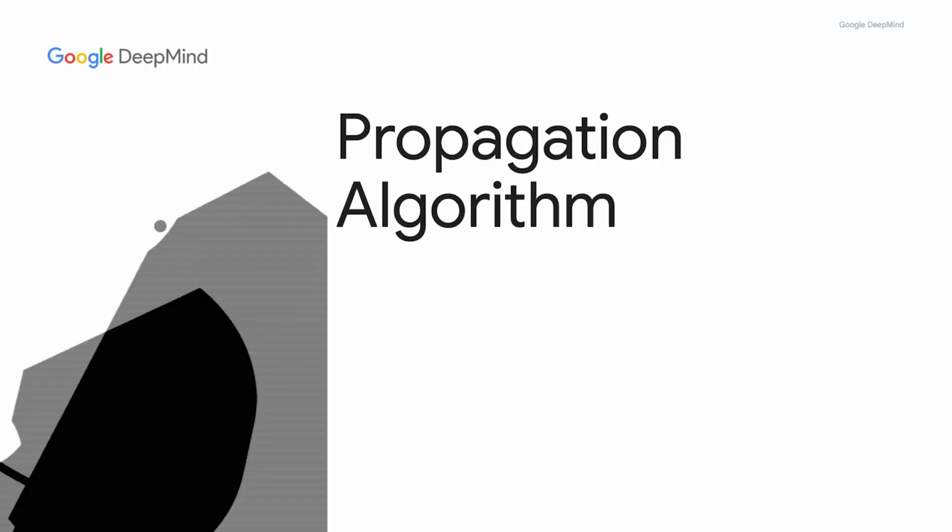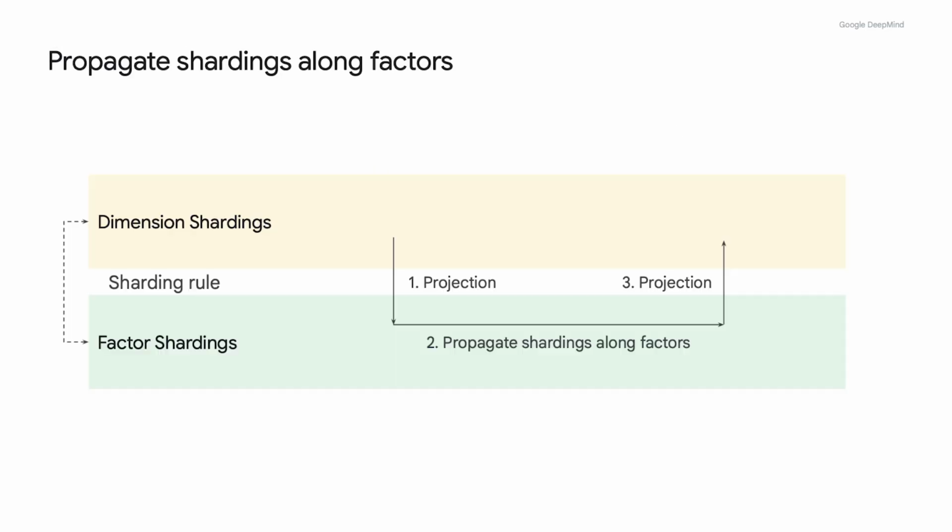So the second component is the propagation algorithm. Here we have a simplified version to go through the dot operation. In general, there are three steps. The first step is to project shardings from the dimension space into the factor space. The second step is to propagate shardings in the factor space. Finally, we project shardings from the factor space back to the dimension space. These two spaces are connected by the sharding rules discussed above.